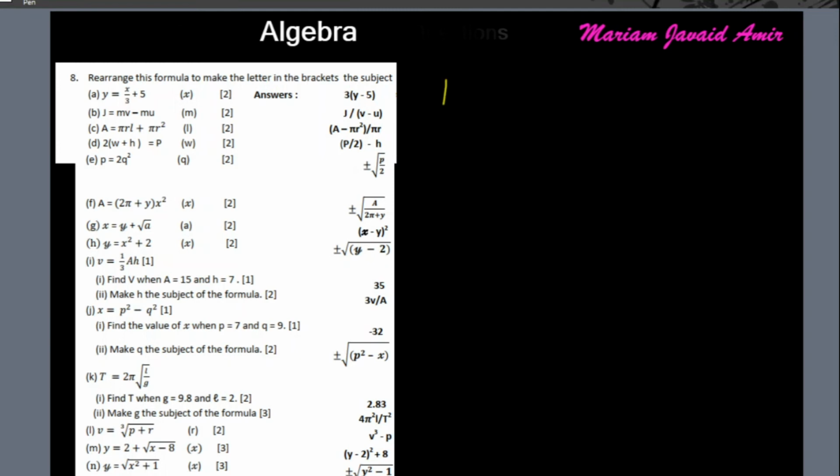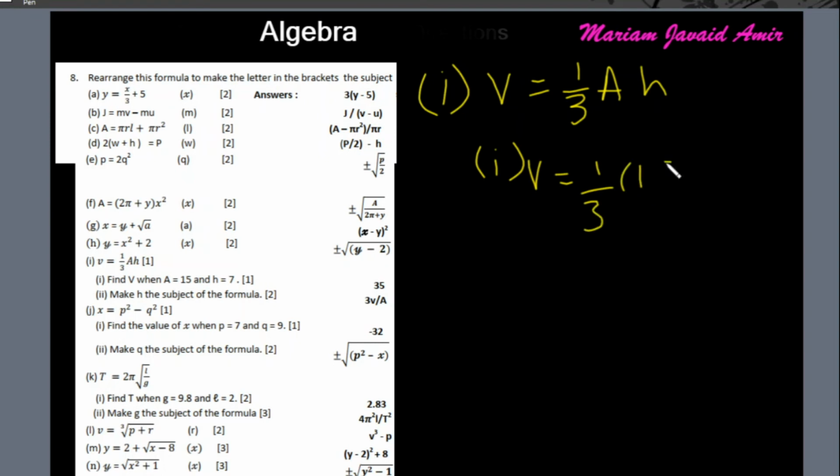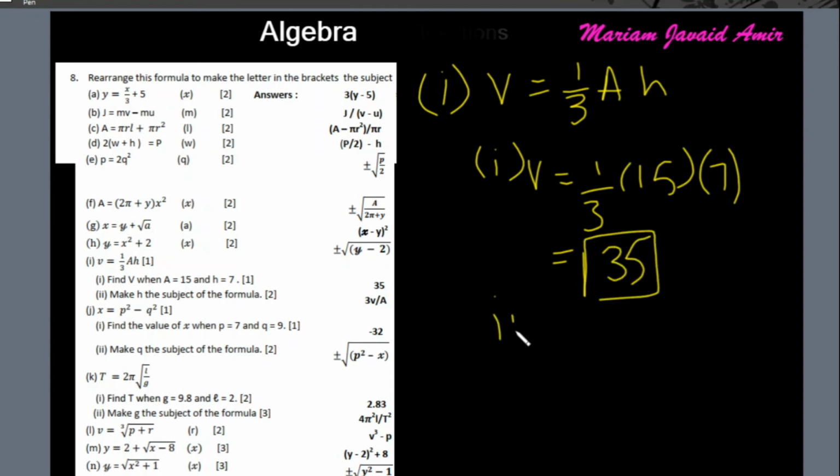Part I has two parts, v equals 1 over 3 ah. In part 1 we have to simply find v when a is 15 and h is 7. So just substitute it in the calculator or do it orally, you will get 35. Okay, second part is make h the subject. So 3 goes with v, it gets multiplied, a gets divided, and this is the answer for part I2.